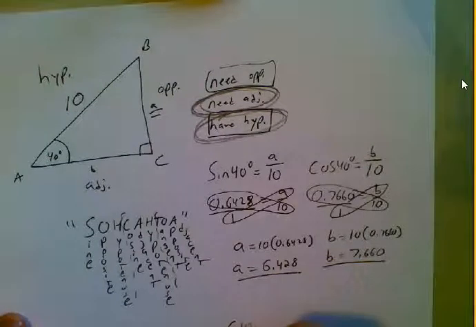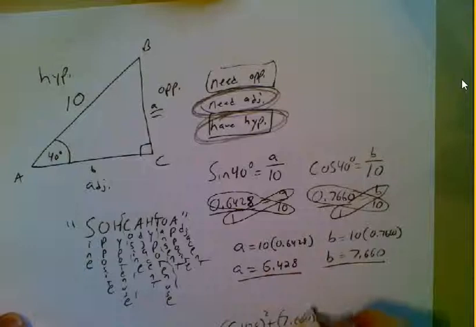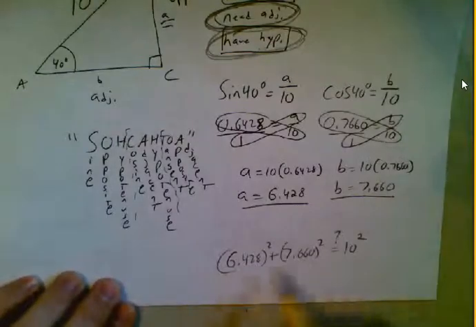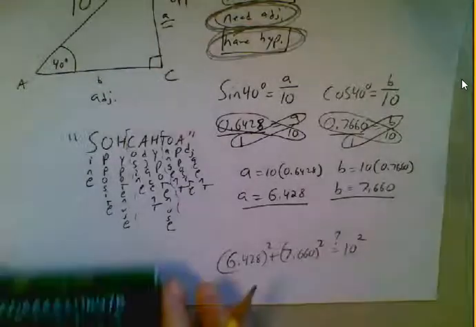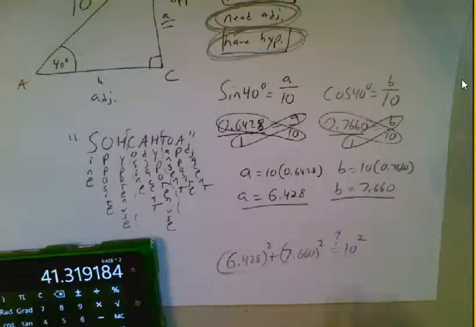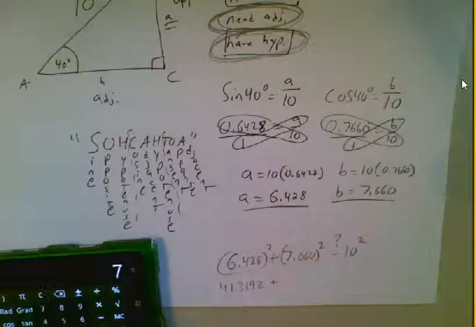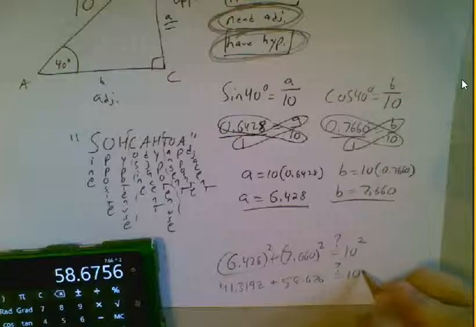Let's do A squared plus B squared and see if it's equal to the hypotenuse squared. Okay, oops, yeah, I'll cut off there. This is A squared, B squared, and C squared. Let's see if it actually worked. Alright, A squared, 6.428 squared. That's 41.3192. And then now 7.66 squared, 58.676. And I'll put a question mark because I don't know, is that equal to 100?